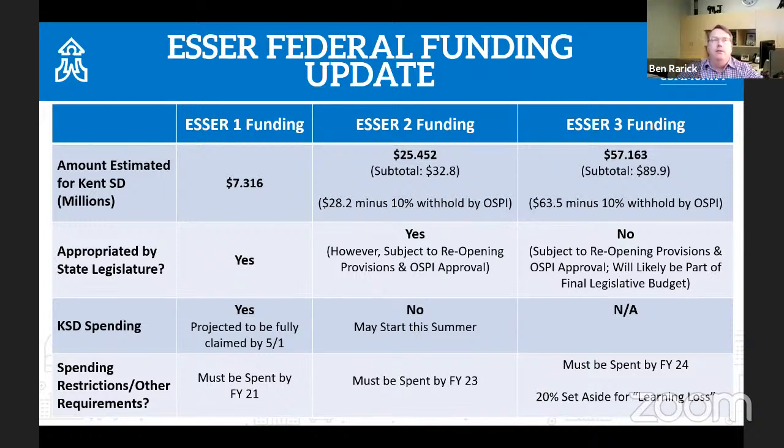So I'm going to break down a couple things there. Let's talk first about the term apportionment and how the money comes to us. For either ESSER 1, ESSER 2, or ESSER 3, we won't actually get a standard apportionment on a month-to-month basis. So if you look at our apportionment statement and it doesn't have a line for ESSER, that doesn't necessarily mean anything. The way that this entire program works is on a reimbursement basis.